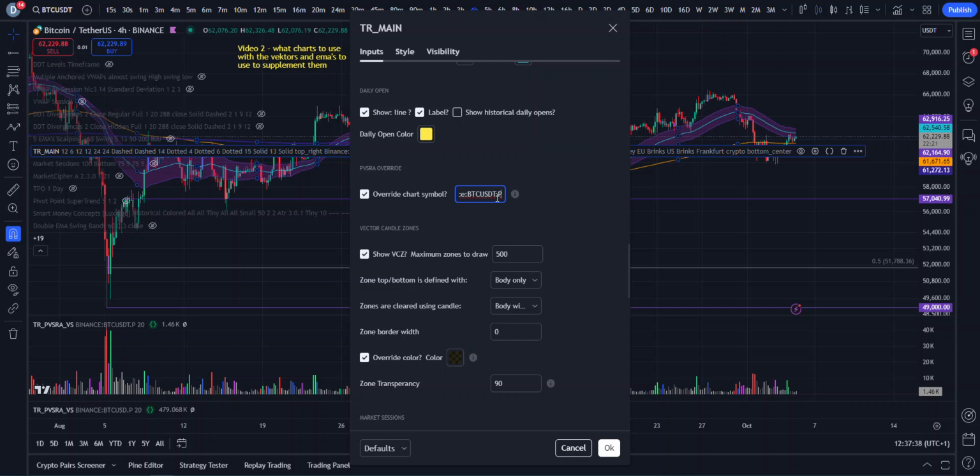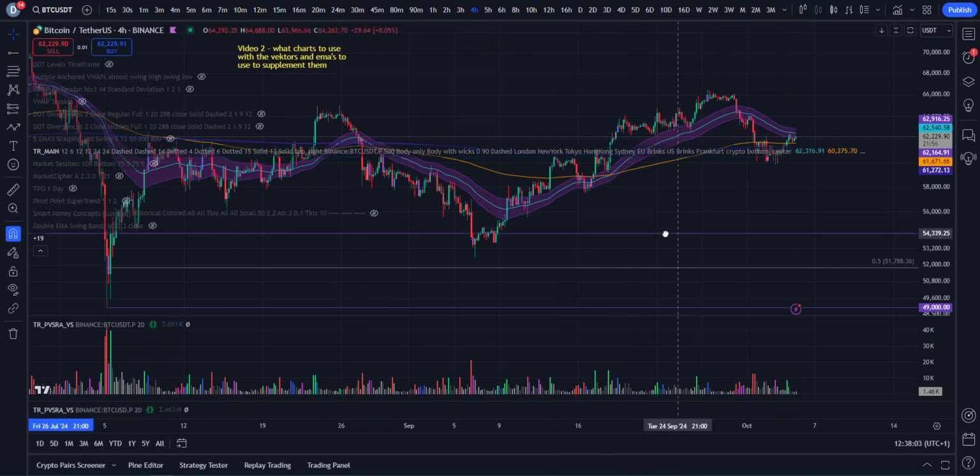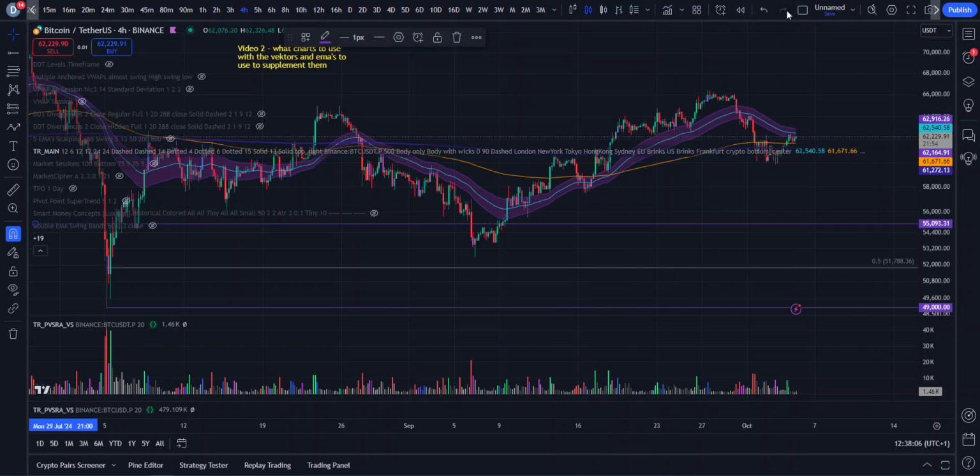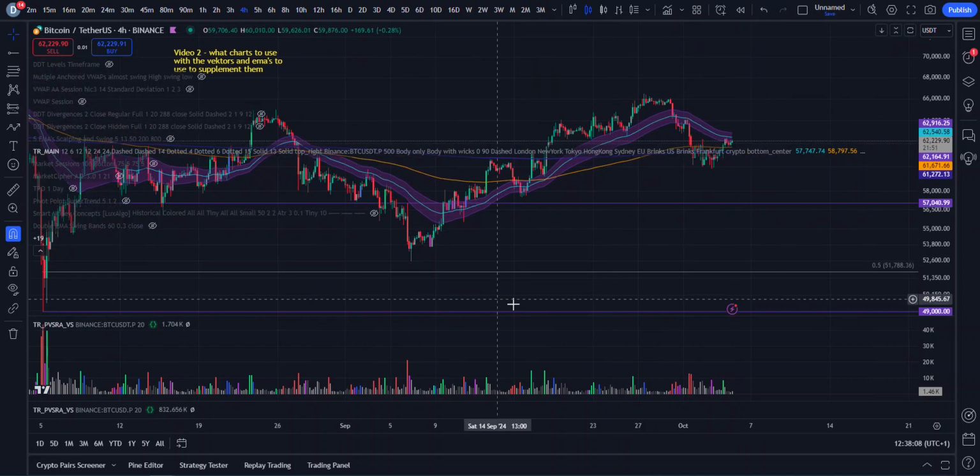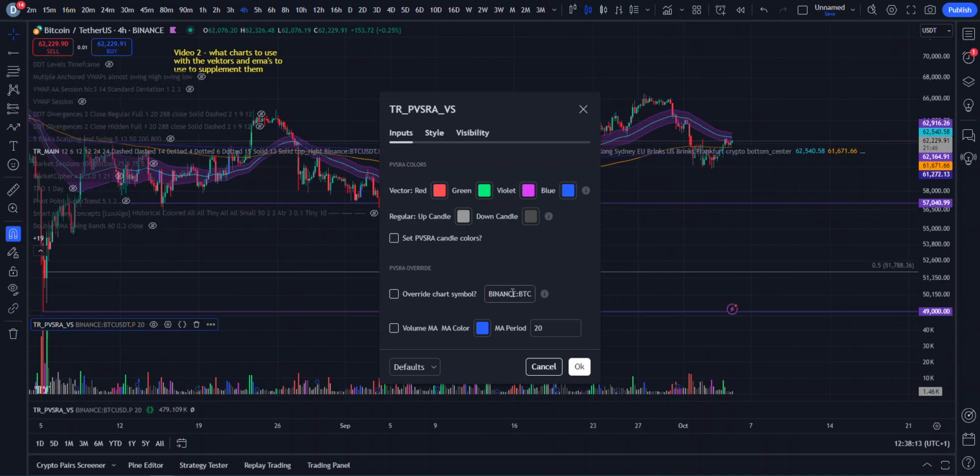the vector candles. It's something I've noticed recently, that I prefer to make sure my chart, if I was looking at anything, was either the Bitcoin Tether USD Binance spot chart or the Binance BTC USDT.P override in TR main. But you can also set it on PVSRA as well. So similar thing, override chart symbol.